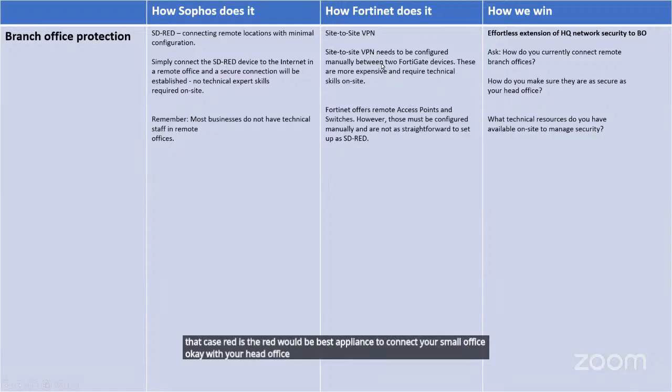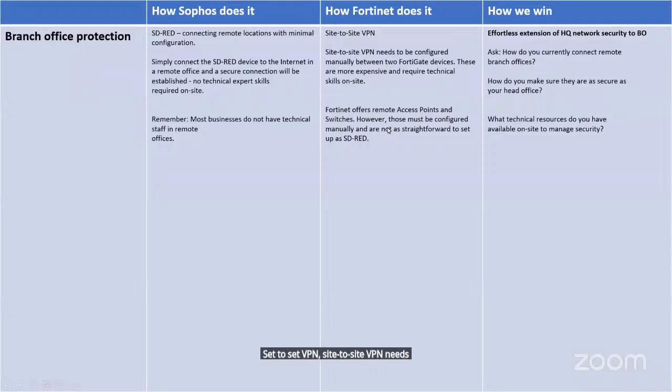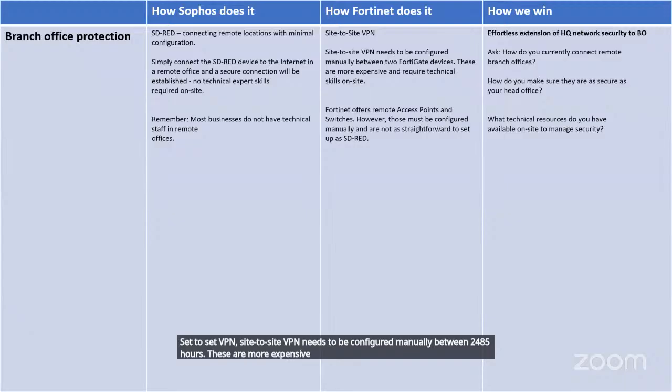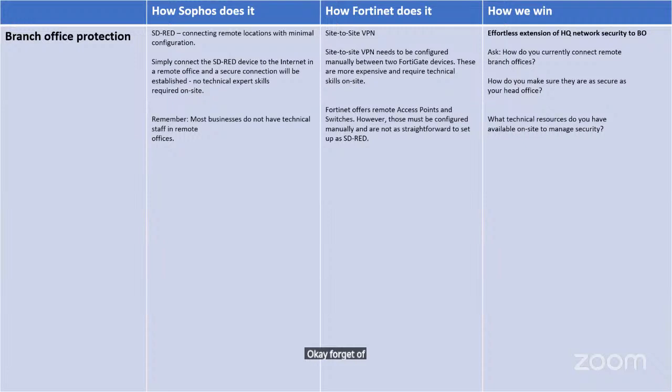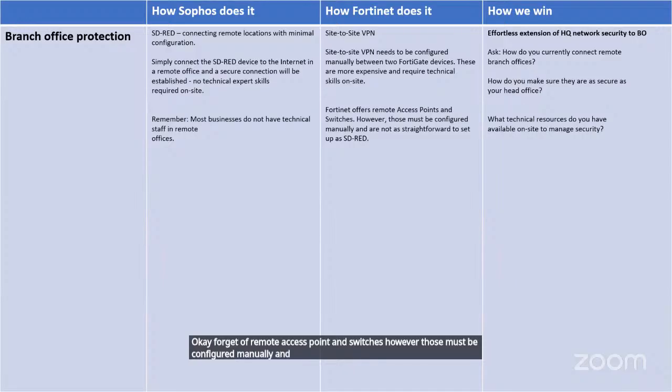With FortiGate, site-to-site VPN needs to be configured manually between two FortiGate firewalls. These are more expensive and require technical skills on site. FortiGate offers remote access points and switches. However, those must be configured manually and they are not as straightforward to set up as SD-RED.